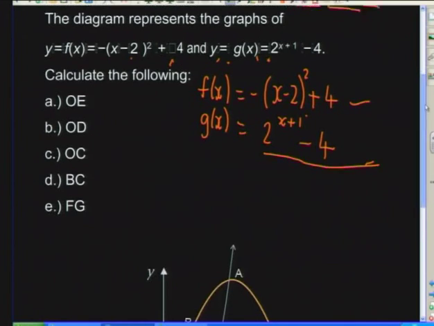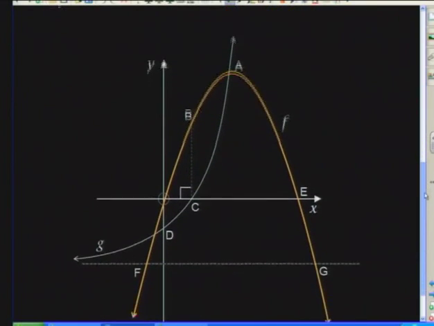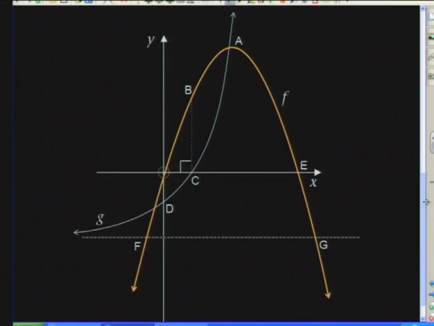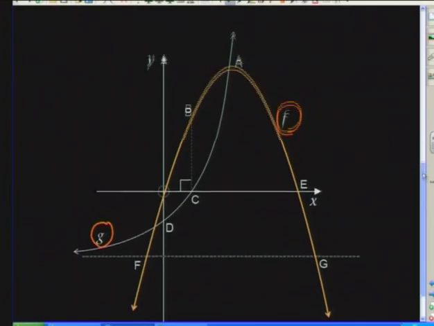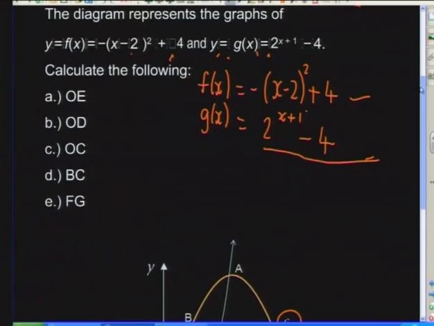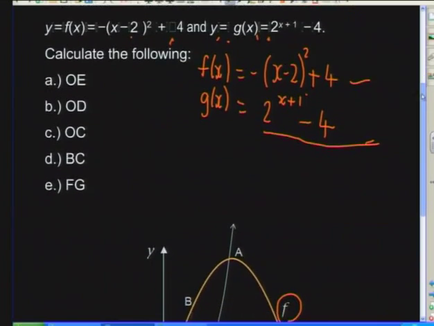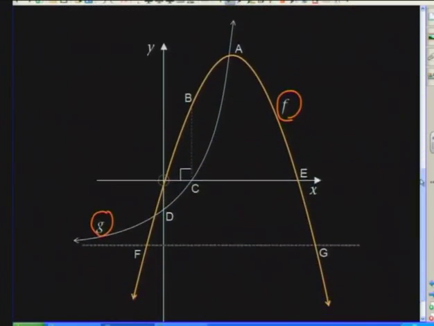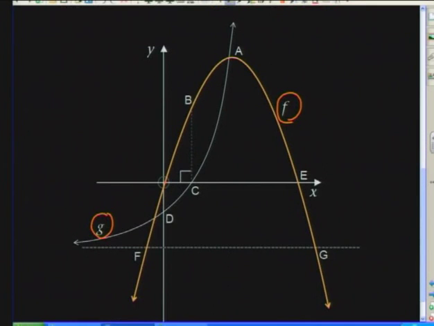Okay, let's have a look at the graphs. So you can see they've given you the graph of f, which is the parabola, right? So that's our graph f in orange. And then in white, we've got the exponential graph g. Okay, so you can see they're intersecting. We've got a whole lot of coordinates and points on the graph and so on. And the first question says, calculate the following. Okay, and it wants us to find the length of OE. Okay, so that's from there to there.